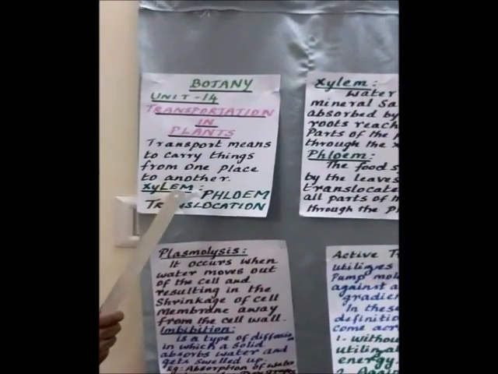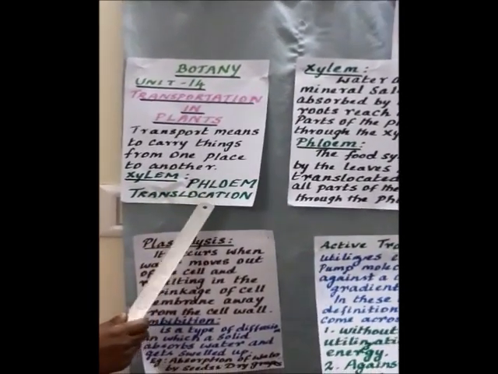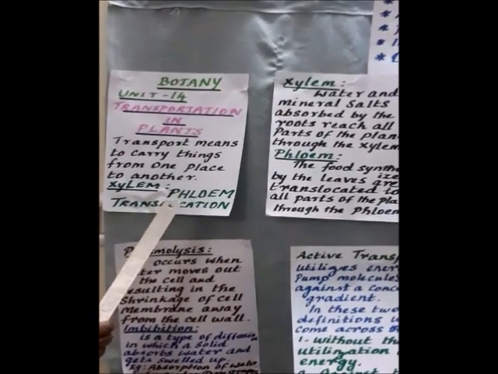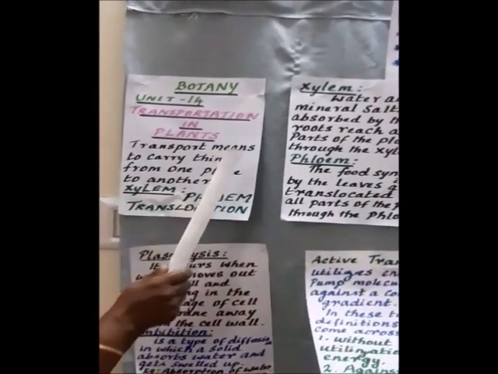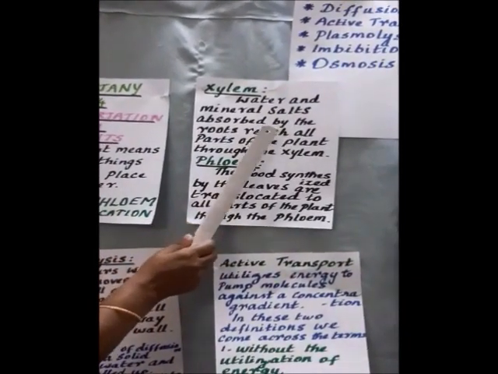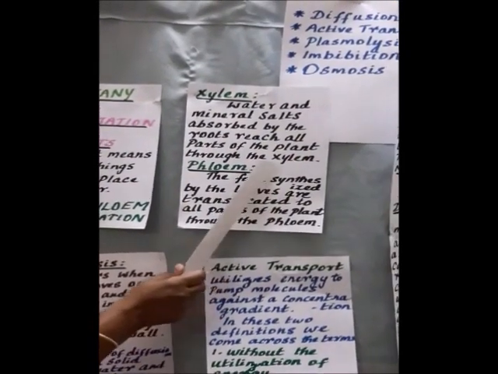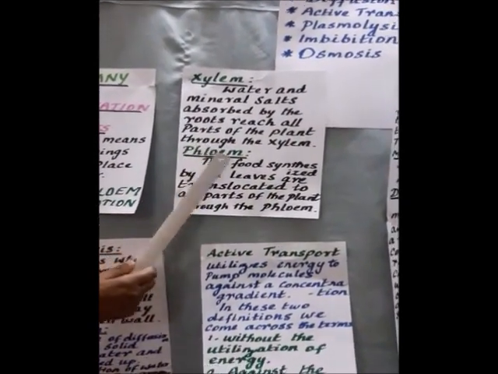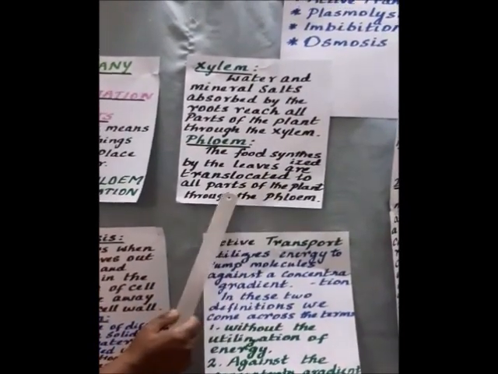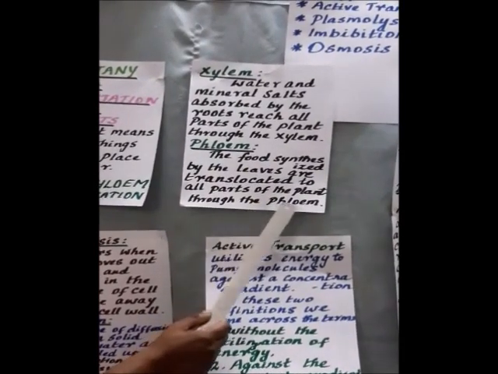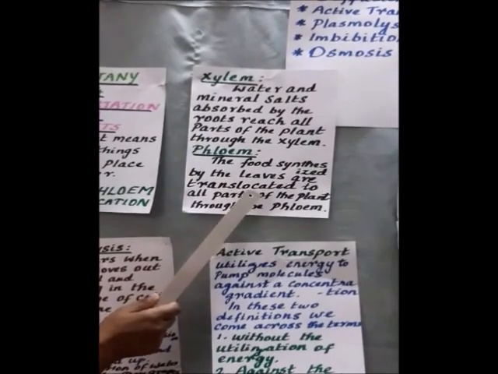Before understanding this lesson, you should know what xylem and phloem are. What are the functions of xylem and phloem? In the last lesson we studied that water and mineral salts absorbed by the roots reach all parts of the plant through xylem. What do you mean by phloem? The food synthesized by the leaves is translocated to all parts of the plant through phloem. So xylem and phloem are vascular tissues.